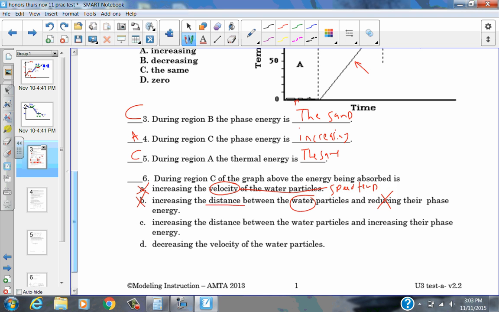Is it increasing the distance between the water particles? Yep, we just established that. It's making them further apart. It's also increasing their phase energy. I'm thinking we have a winner. Is it decreasing the velocity? Well, I was pretty sure C was my correct answer, but I checked D just to see. Slow down means less temp. Nope, there's no temp change. Best answer there will be C.